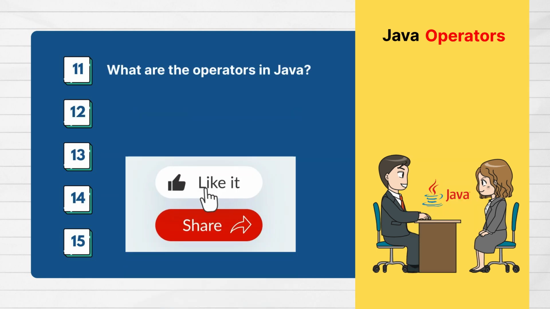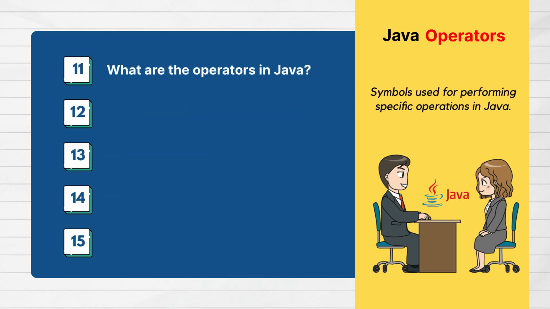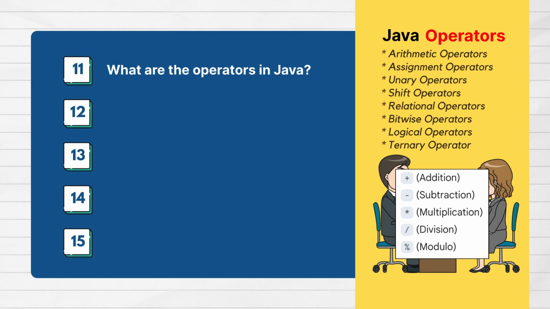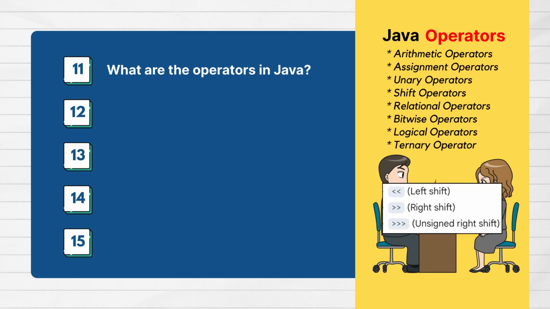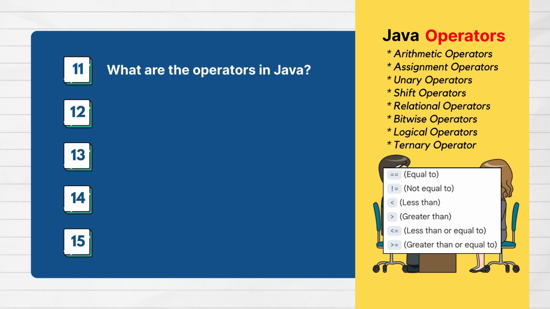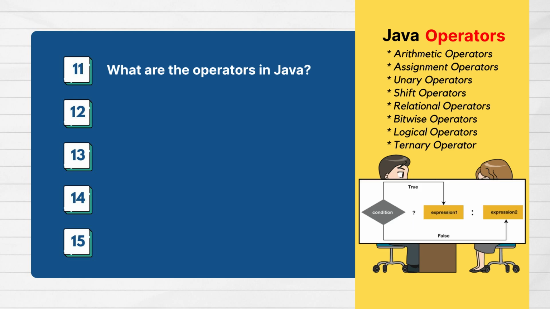What are the operators in Java? Operators in Java are the symbols used for performing specific operations in Java. There are multiple types of operators in Java: arithmetic operators, assignment operators, unary operators, shift operators, relational operators, bitwise operators, logical operators, and ternary operators.